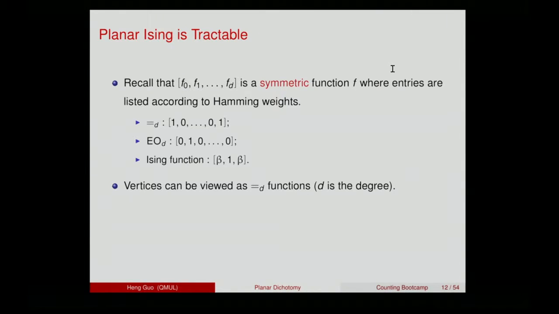And again, as I explained earlier, the Ising model is a sort of CSP, and we can view every vertex as an equality-d function. If there's an external field, then we will have a generalized equality, but here we consider the no-field case, so we have an unweighted equality. Then we can write Ising in this way: we have equalities on one side, and we have this [beta, 1, beta] on the other side.